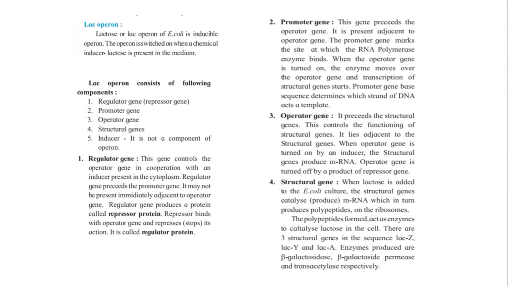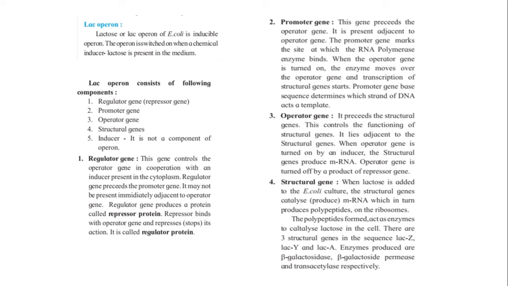Next topic is lac operon. The lactose or lac operon of E. coli is an inducible operon. The operon is switched on when a chemical inducer, lactose, is present in the medium. Lac operon consists of the following components. Number 1, regulator gene. Number 2, promoter gene. Number 3, operator gene. Number 4, structural gene. Number 5, inducer. It is not a component of the operon.